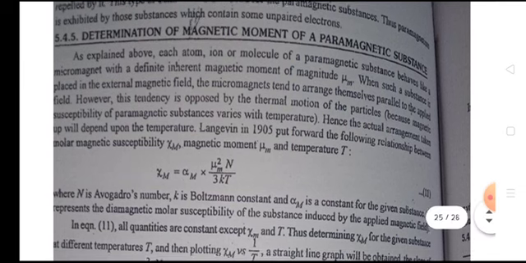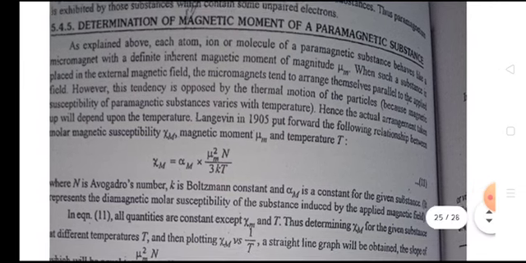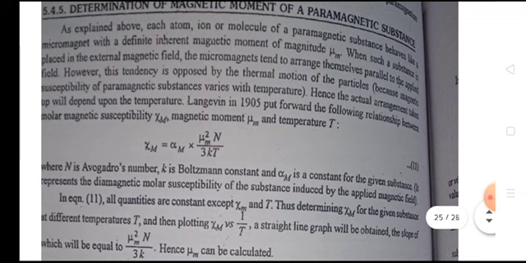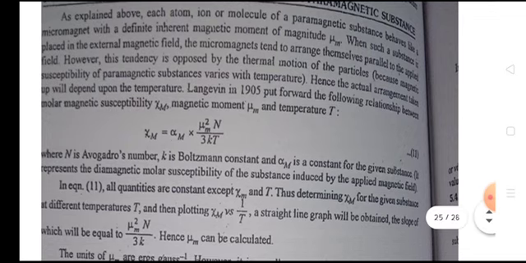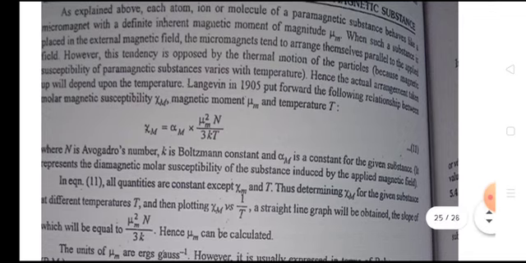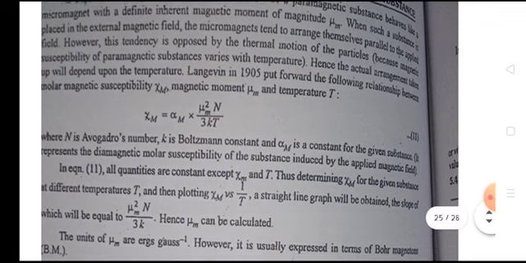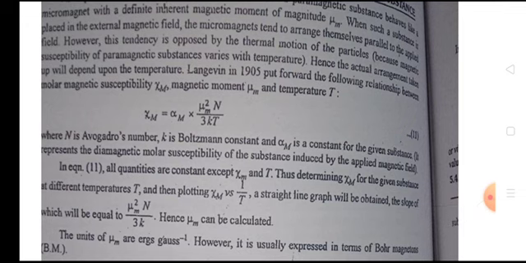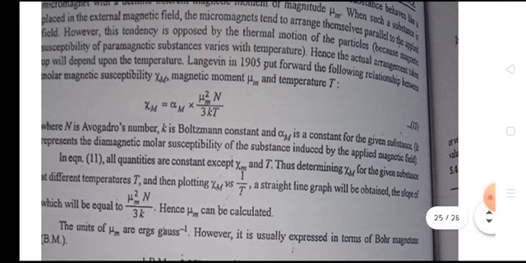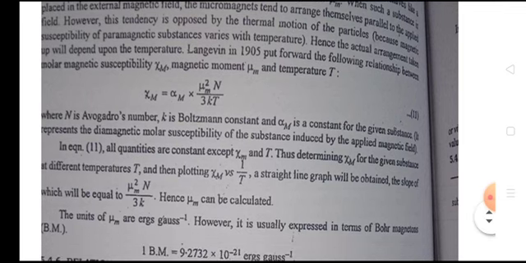Determination of magnetic moment of a paramagnetic substance is explained below. Each atom, ion, or molecule of a paramagnetic substance behaves like a micromagnet with a definite inherent magnetic moment of magnitude mu, and when such a substance is placed in an external magnetic field, the micromagnets tend to arrange themselves parallel to the applied field. However, this tendency is opposed by the thermal motion of the particles, hence the actual arrangement taken up will depend upon the temperature.